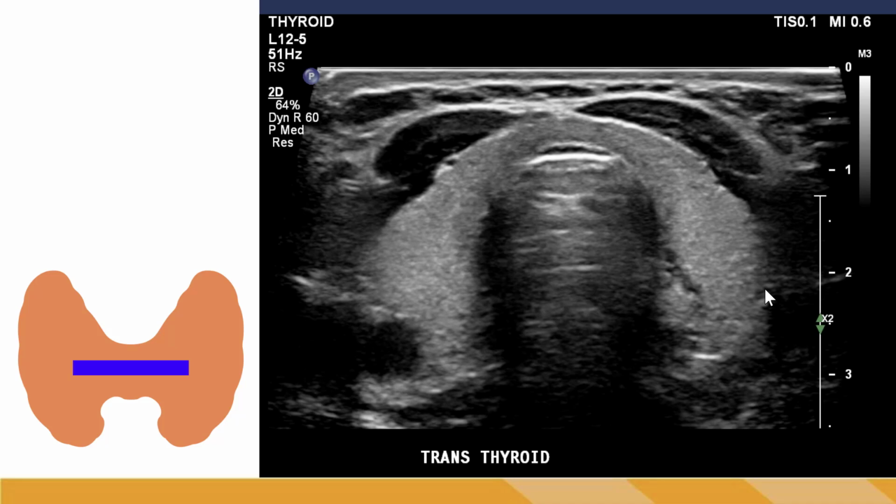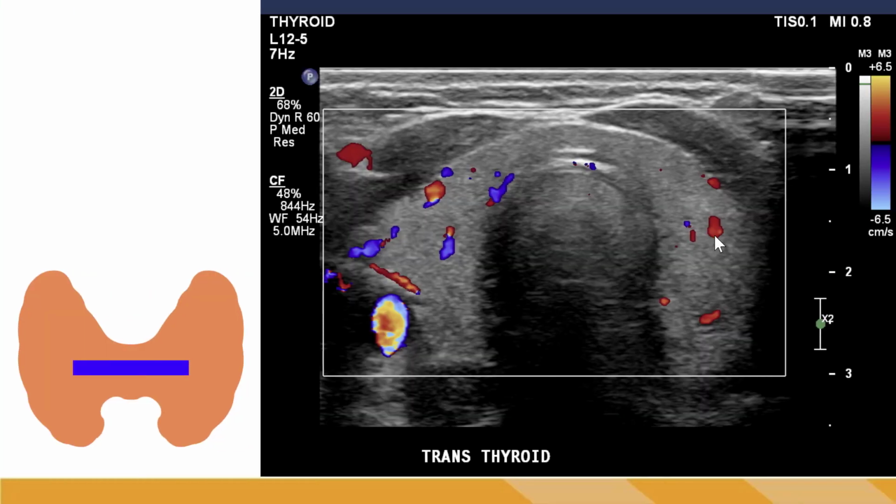We also are going to take a color picture, again, to compare the sides for vascularity. You can sometimes have focal areas of hypervascularity, or you can have the entire thyroid really light up with color, which typically indicates hyperthyroidism, which is often seen with Graves' disease.